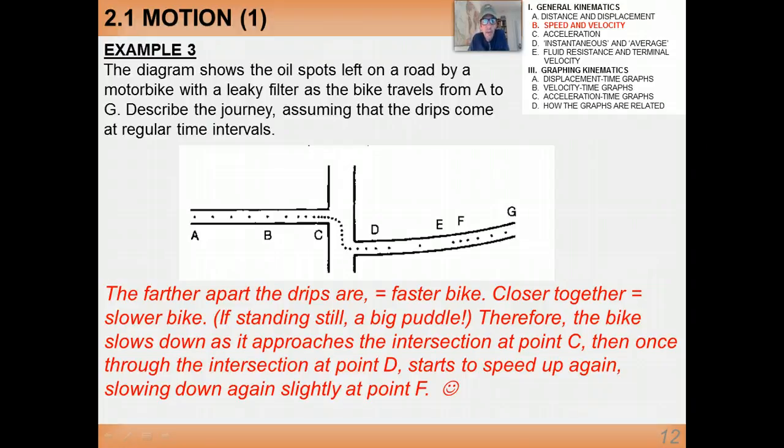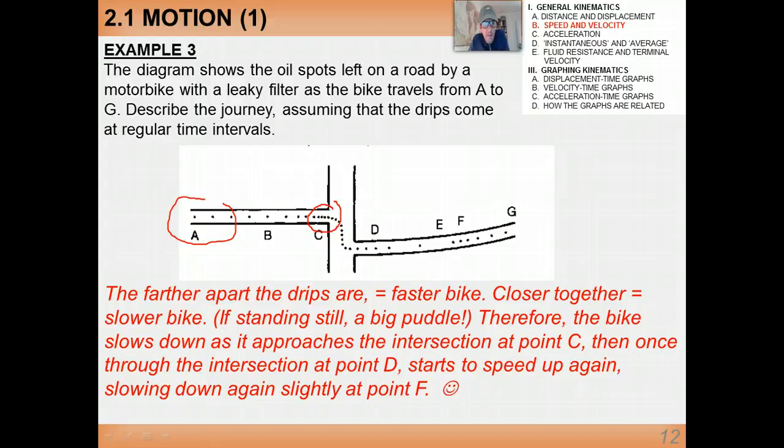Closer together means the bike is going slower. And if you think about it, if it's standing still, there's going to be a huge, big, messy puddle, and they're going to be all over each other. Therefore, the bike is going pretty fast out here. It slows down as it approaches the intersection here.